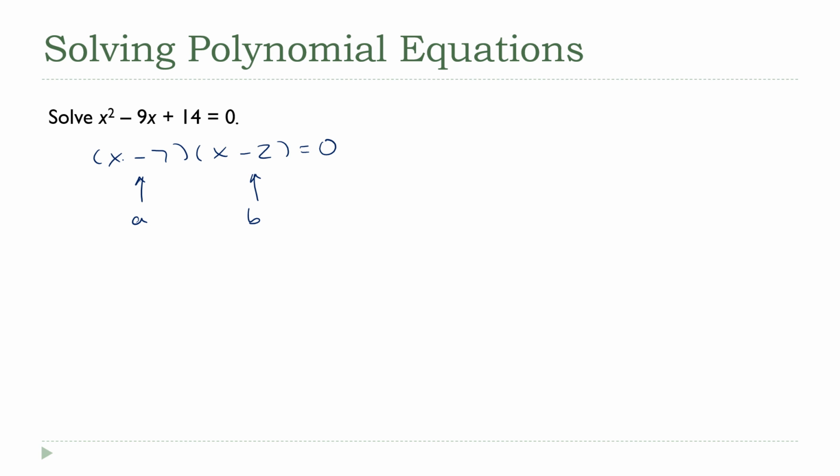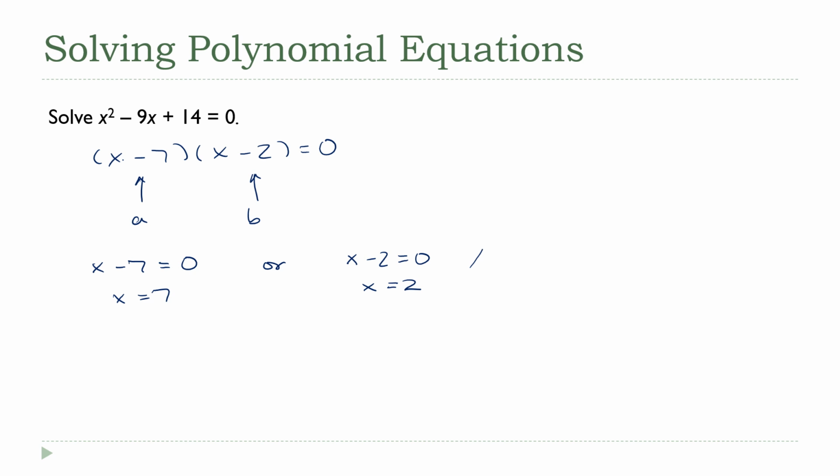So our zero product rule says either x minus 7, the first factor, equals 0, or x minus 2, that's our second factor, equals 0. So again, I get two answers, x equals 7 or x equals 2. Those are both solutions to that equation. And just like any equation that we try to solve, you can check your answers. In fact, let's do that real quick. Let's do it with 2.